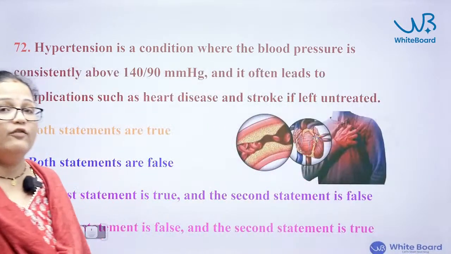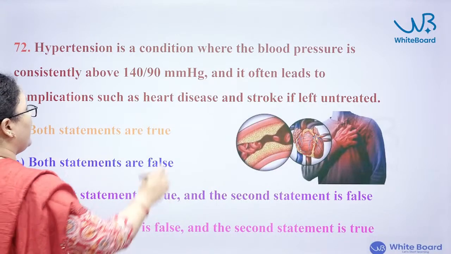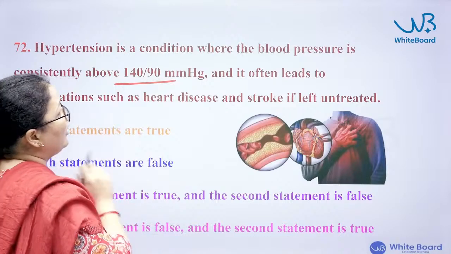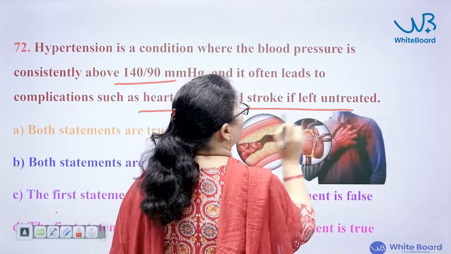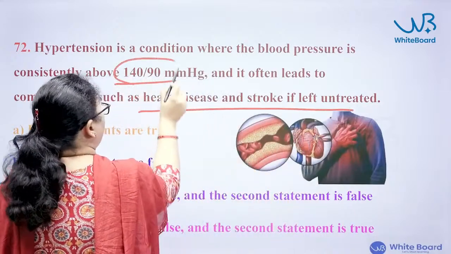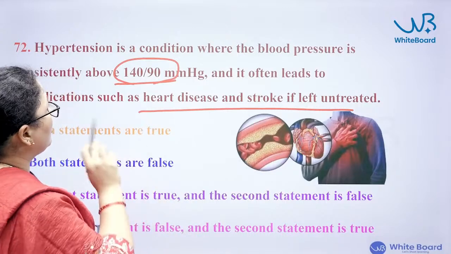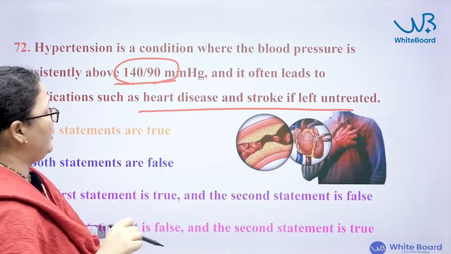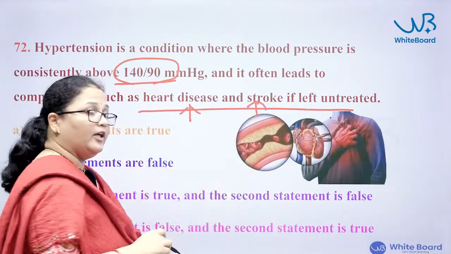hypertension is a condition where the blood pressure is consistently above 140/90, yes, and it often leads to complications such as heart disease and stroke if left untreated. Okay, so hypertension, yes, 140/90 is a correct value, and if you are not controlling high BP, then it will lead to heart disease, it will affect the heart and ultimately it will lead to the stroke.